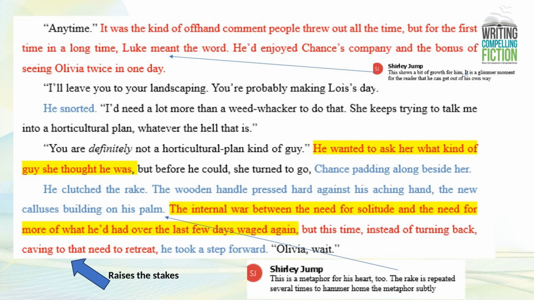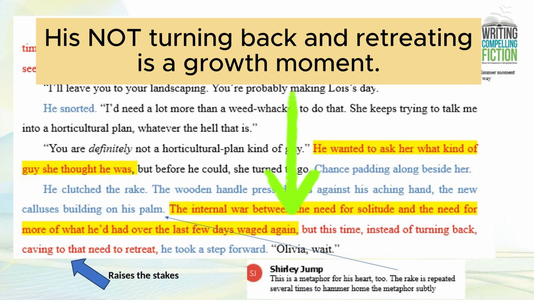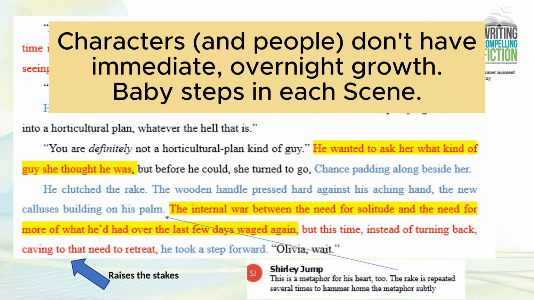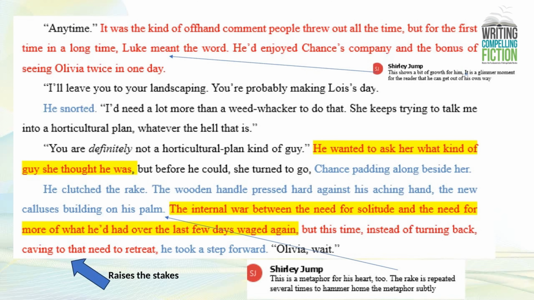He's growing stronger. And then he does an action. Instead of turning back and giving into the need for retreat, that is growth. Huge growth right here. He decides to say, wait. It's a tiny, tiny, tiny thing because characters don't have immediate overnight growth. He just steps outside of his comfort zone and says, wait.